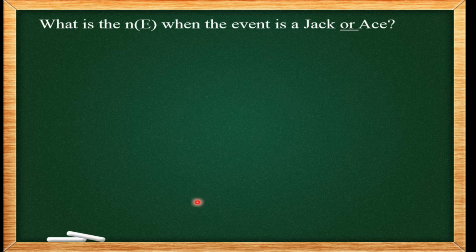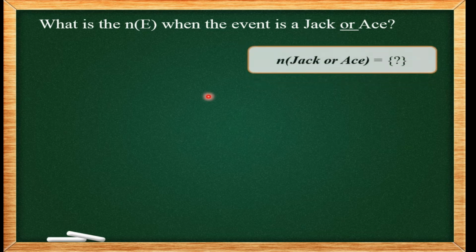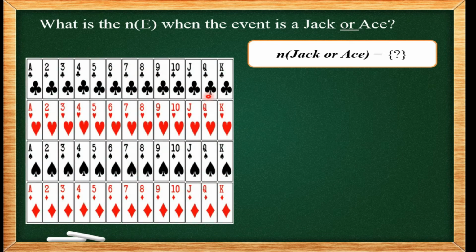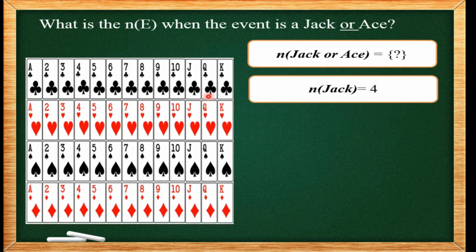This time the question involves the conjunction or. What is the N of E when the event is a jack or ace? To represent, you have N of a jack or ace. So you have the deck of cards. You first determine the N of jack. N of jack. Where did we get the 4? You have 1, 2, 3, 4.